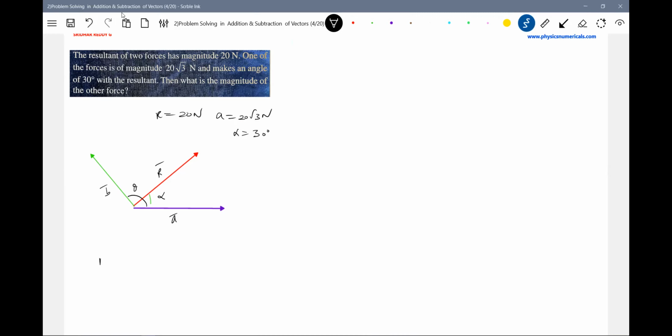Your approach will be directly, sir, R square is equal to A square plus B square plus 2AB cos theta. That's all. B is the unknown thing. Let's see what we can do. Then tan alpha equals B sin theta over A plus B cos theta. What are the unknown things? Theta and B are unknown. You can solve by this method also. We know R, A, and alpha. Theta and B are unknown. Can we solve it? Yes, you can solve it.